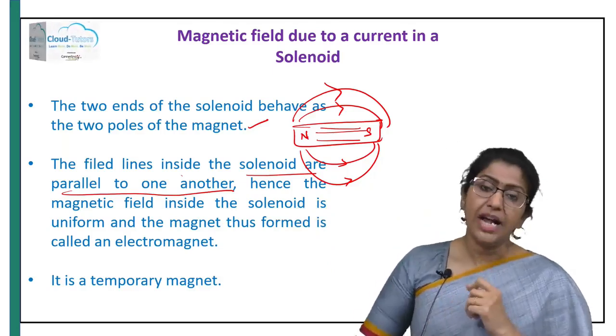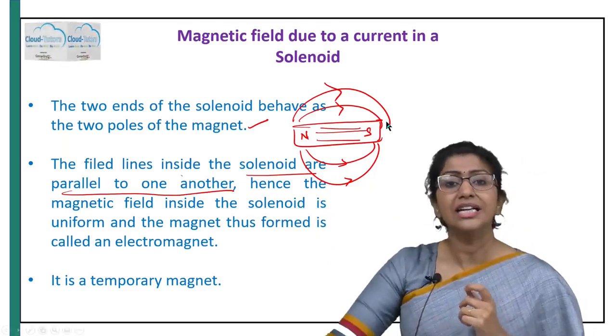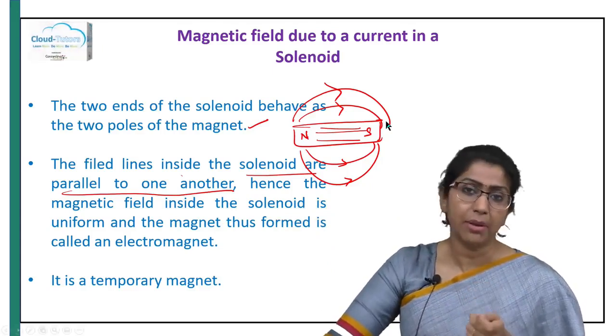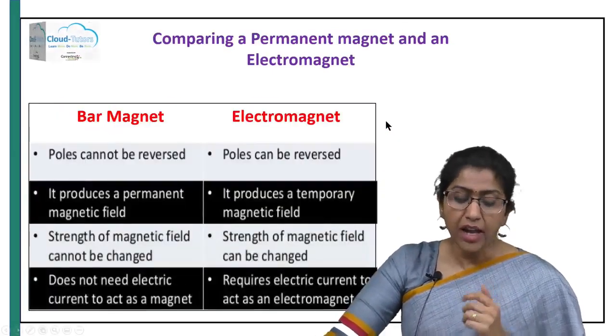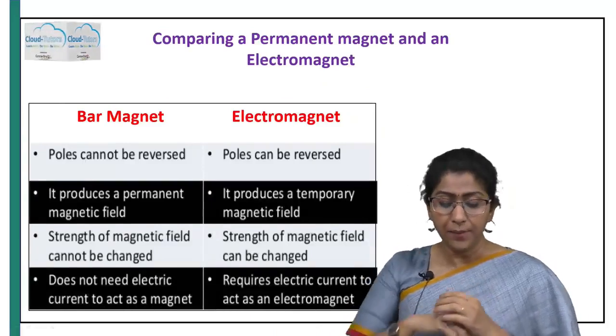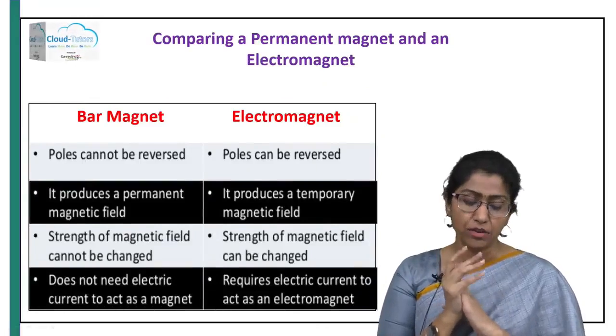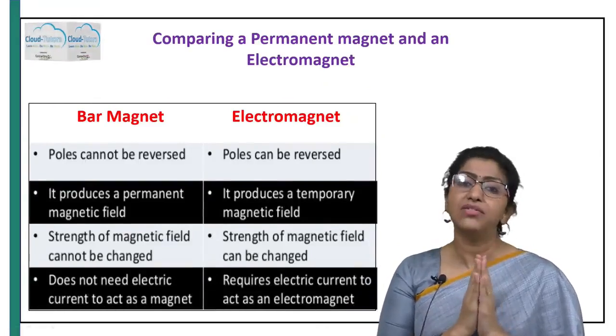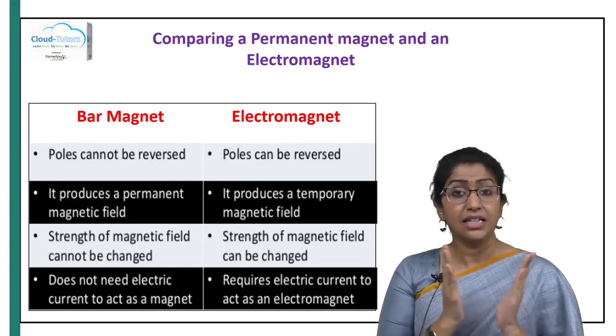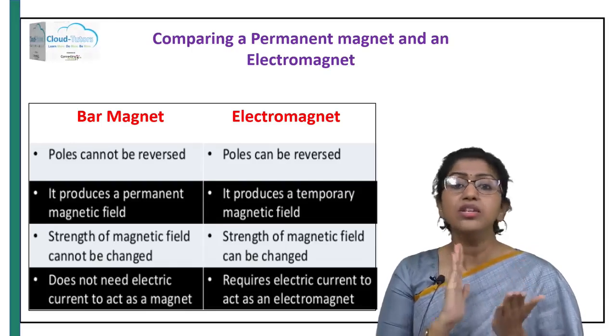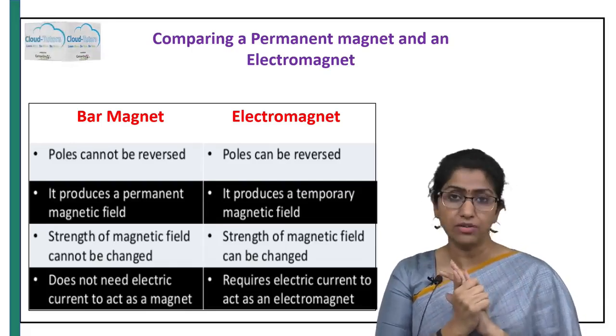And also, as we have already mentioned, it is a temporary magnet. It's not a permanent magnet. Alright. Now, when we compare a permanent magnet and an electromagnet, these are the few things that you have to remember, and these are the few things which are also advantages when it comes to electromagnet.